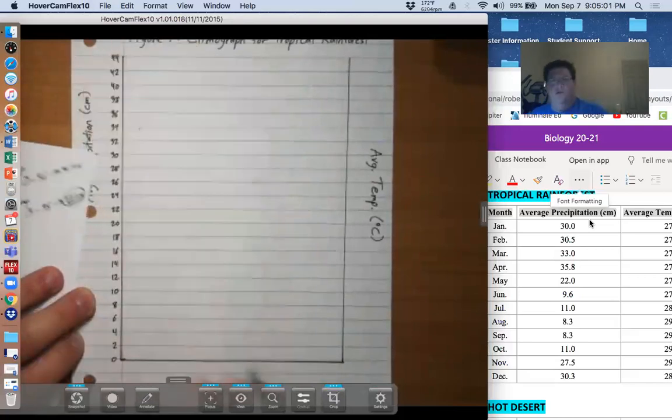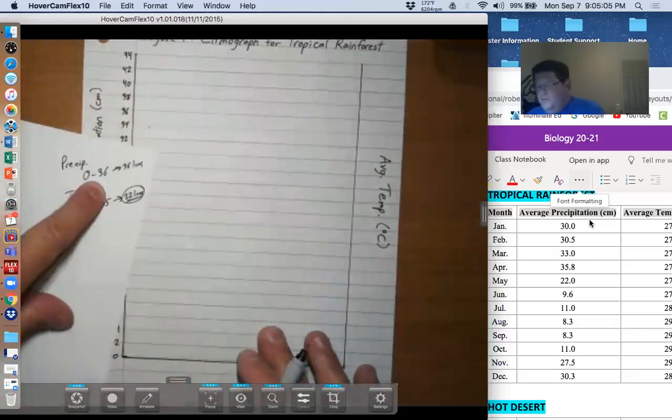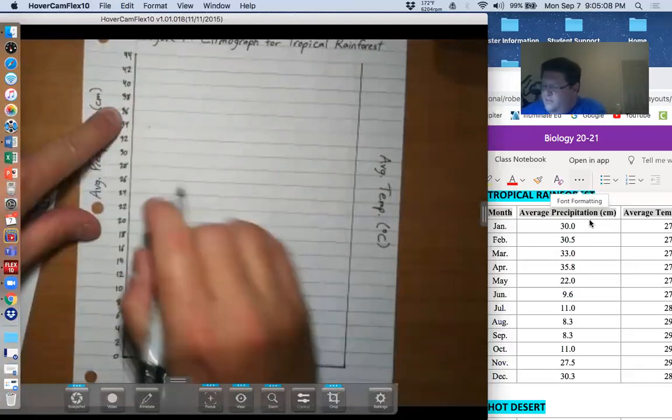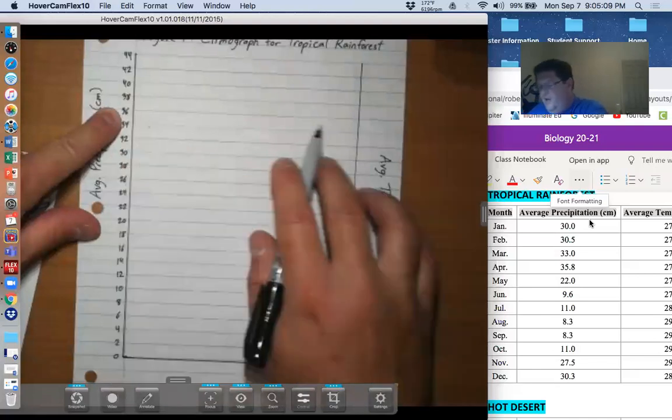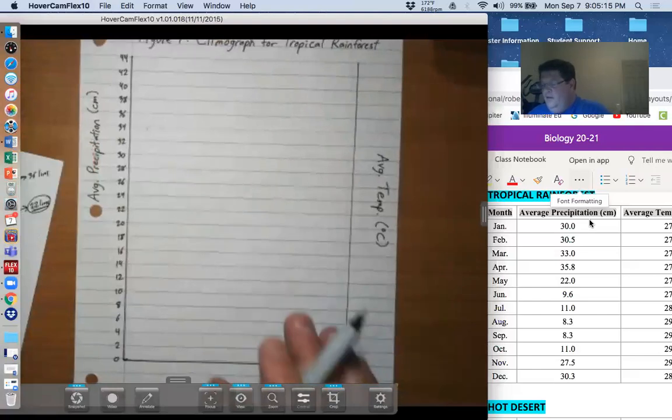Now you might be saying, whoa, whoa, whoa, you went all the way up to 44. You only needed to go to 36. True. So that means my highest number is going to be right in this line somewhere right here. So that's fine. That's my highest bar. Remember, precipitation is bars.